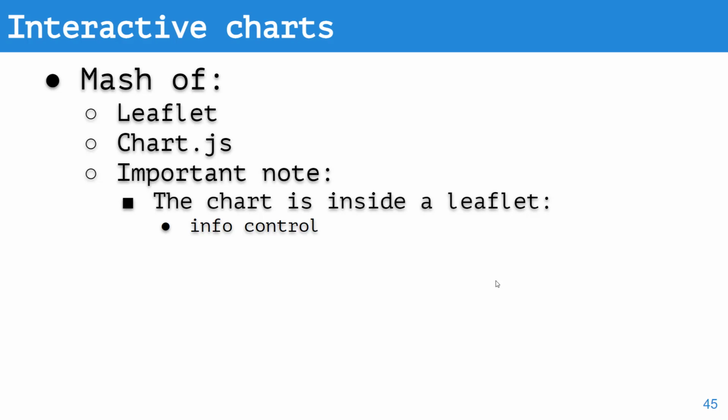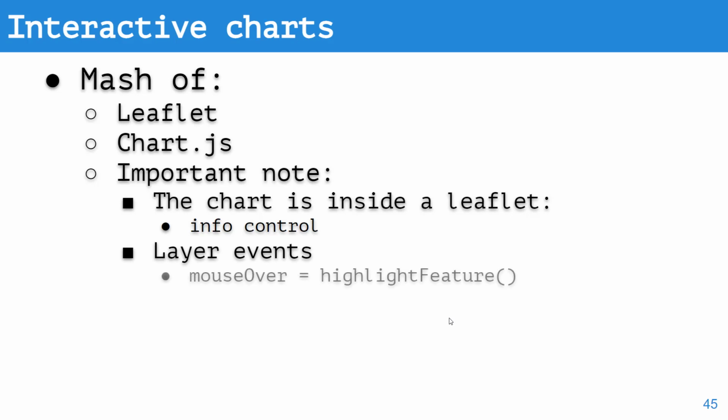So this is like when you click on a feature and it pops up all its attributes. In one of those types of controls is where the chart is going to be. It's just that the info control is always displayed. It's based on layer events, so it's a mouse over. It's tied to a layer event called mouse over.